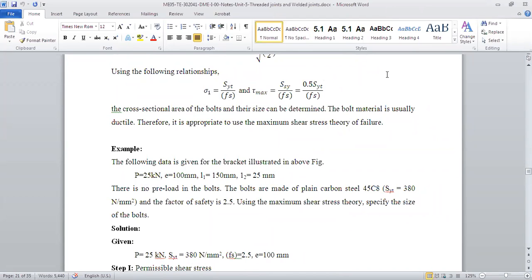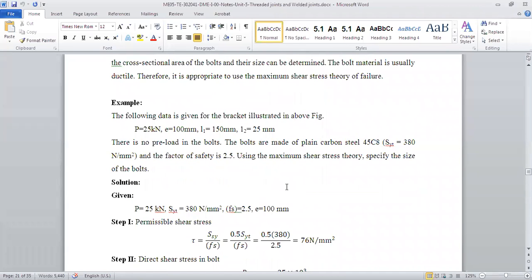We will see now a numerical on this. Okay. If you guys don't have any doubt, I can proceed. Any doubt you can ask me.